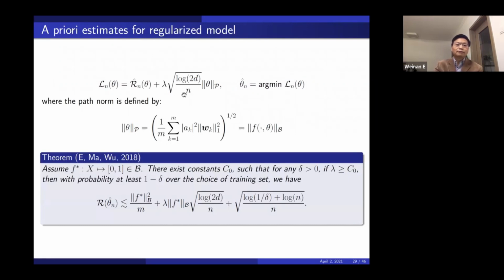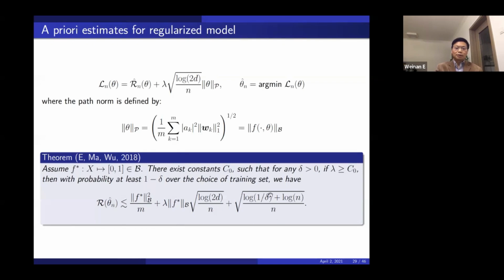Now, if we consider this regularized model, then one can show that every minimizer of that regularized model satisfies this kind of error estimate. This is a typical theorem in machine learning. It looks as follows. Assume that the target function is in Barron space. Then for any small positive number delta, with probability 1 minus delta over the choice of the training data set, one has the following estimates.